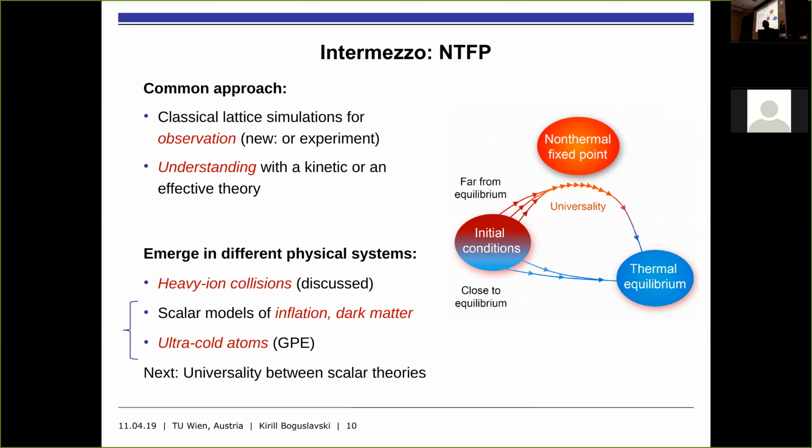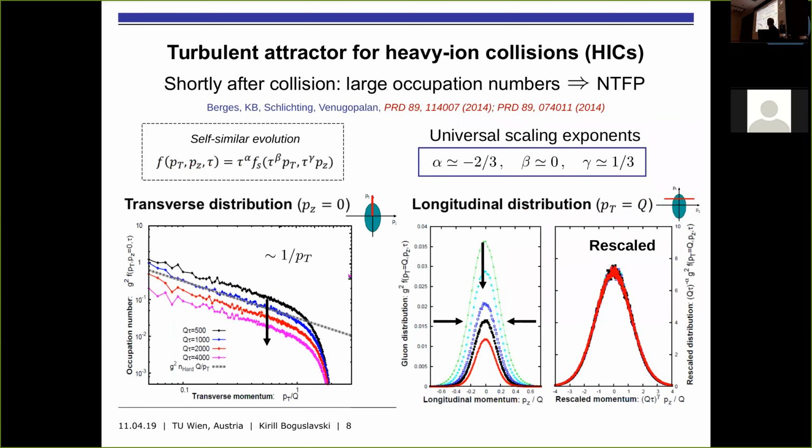Okay. Now, short intermezzo. We talked about non-thermal fixed points already, and the common approach is, as I said, classical lattice simulations or experimental observations. I will probably flash a slide on that. And the understanding comes from a kinetic approach. So basically, this here can be understood within a kinetic theory, which is also a comment on your question before. You can actually derive all of those within a kinetic theory, and this was used to understand which kinetic theory is right.